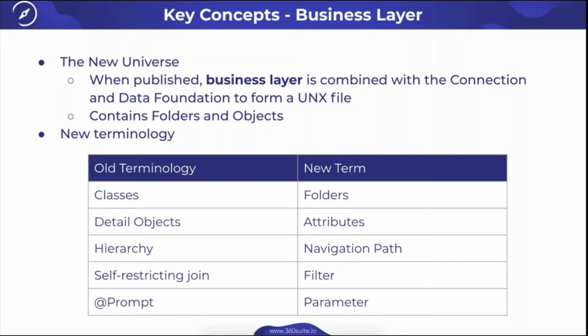So I added just a little table with some new terminology that has come up in the transition from UDT to IDT. So classes, detail objects, hierarchies, self-restricting joins, and that prompt that we were used to and loved a lot back in the UDT days, now they all have new terminology in IDT. It doesn't change what the object does. I think it's just SAP who wants to update the lexicon a little bit.